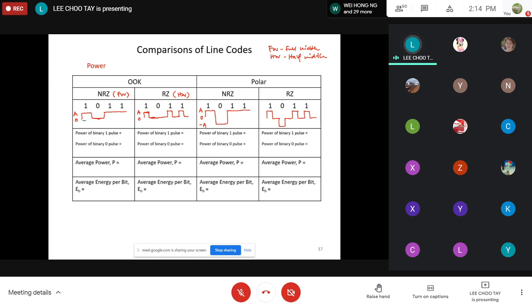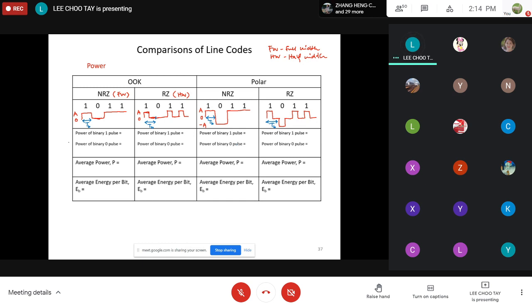This is your bit duration, and I'm calling it TB, the duration of a bit. And then for return to 0, the TB is this. Half of the time is on, the other half of the time is off. For this one, this is my TB. And then for this one, this is my TB.